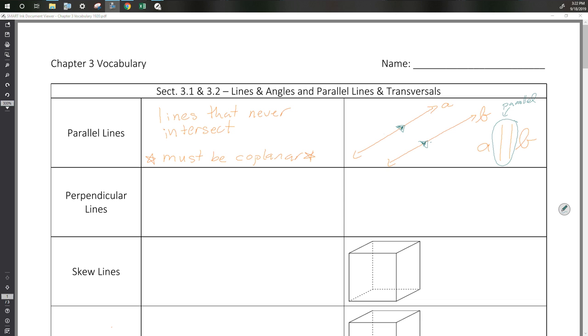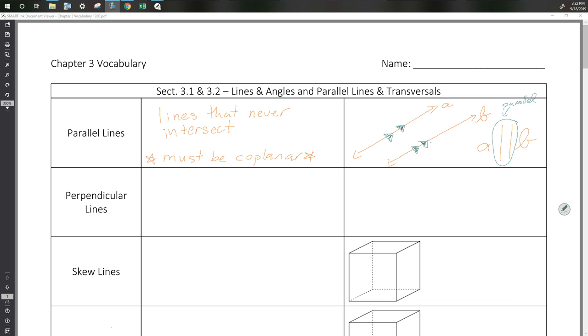Now, if you have many lines that are parallel to each other, you might need more than one way to mark that those lines are parallel. So you just increase the number of little filled-in arrows in the middle of the line. So for example, I just made it so there's two little arrows in the middle, so that still says that line A is parallel to line B.